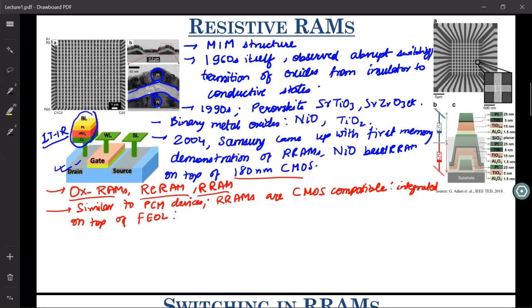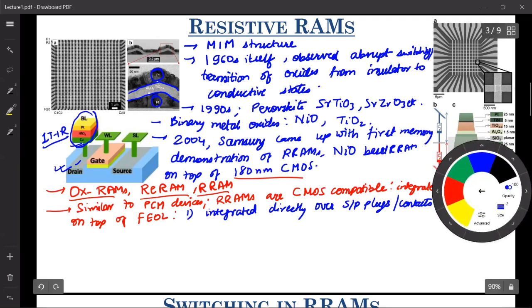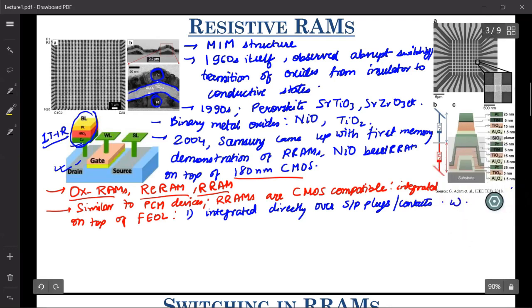So let me write that. First, it can be integrated directly over source drain plugs or contacts. Usually the source drain contacts or plugs are tungsten. Here it's copper because here a metal layer 1 has been used. But usually it's tungsten, which is the source drain contact plug. So if you are using tungsten, then you can go ahead with WOX, or tungsten oxide based memories.